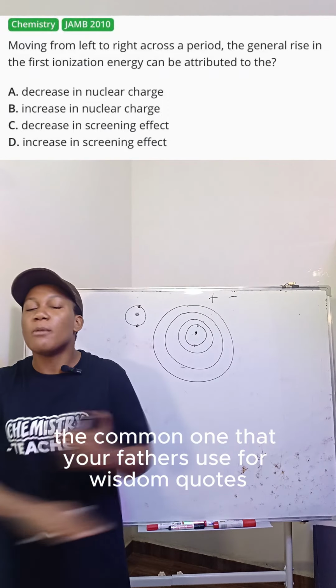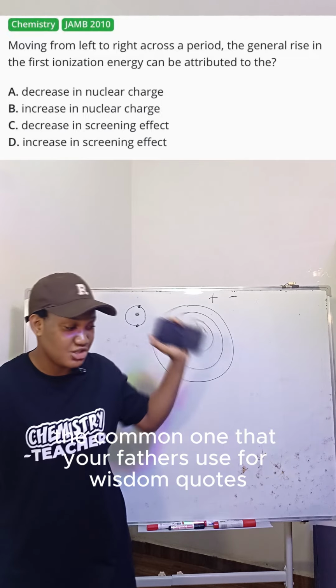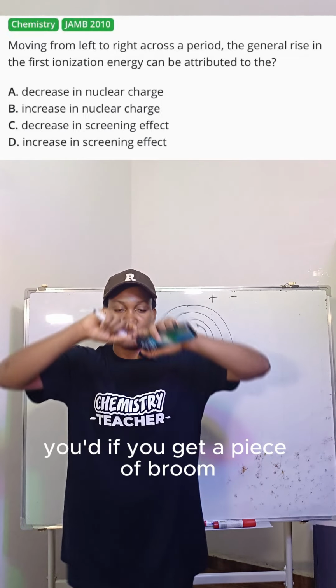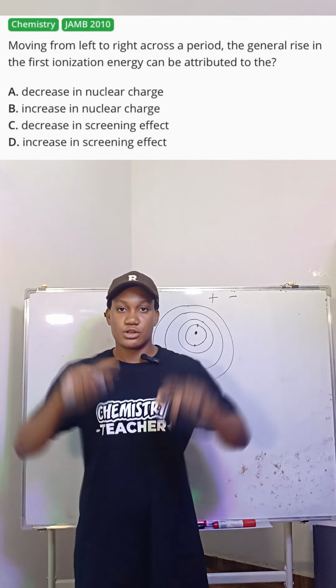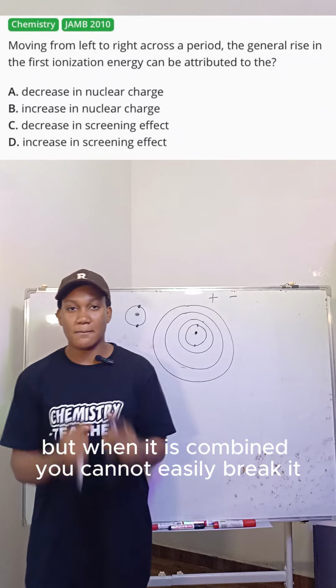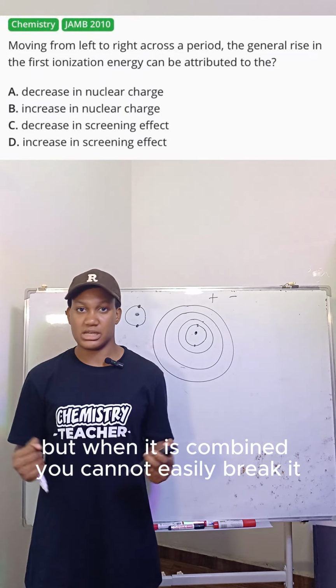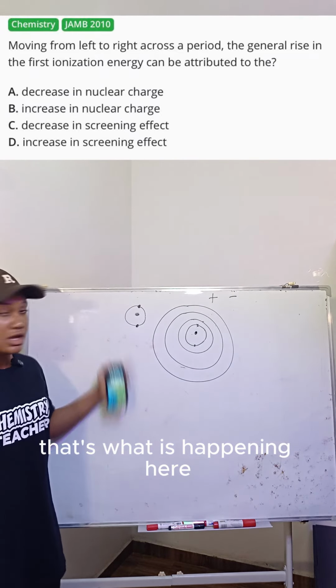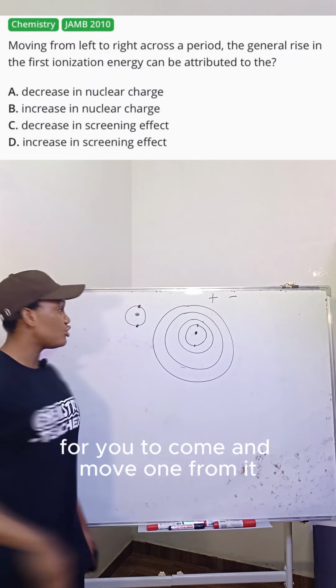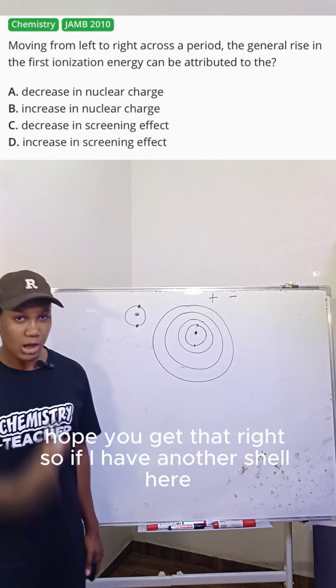Another example would be the common one that your fathers use for wisdom quotes. Now, if you get a piece of broom, just one like this, you can easily break it, right? But when it is combined, you cannot easily break it. That's what is happening here. So when the electrons on the atomic model increase, it is going to be difficult for you to come and remove one from it. Hope you get that right.